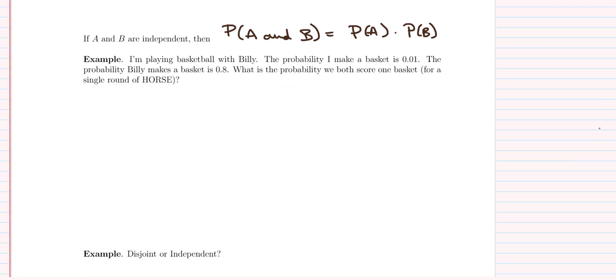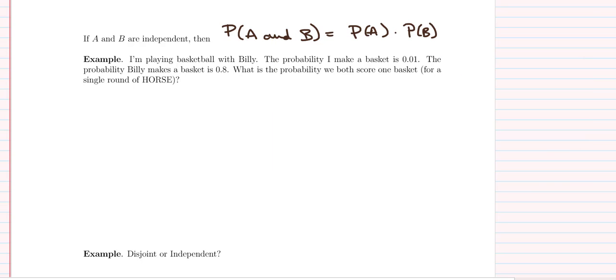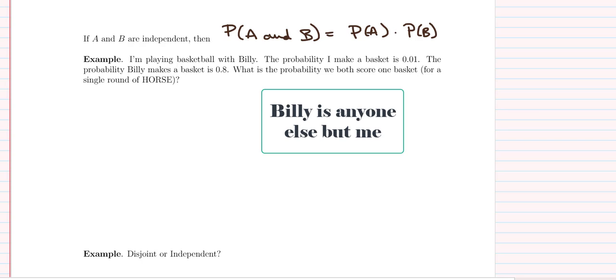So let's just consider an example so you understand what independent events mean exactly. So let's say I'm playing basketball with Billy. And the probability that I make a basket is very small. It's 0.01. So I have my own probability of making a basket. The probability that Billy makes a basket is 0.8. So Billy is a much better basketball player than I am. So what is the probability we both score one basket?